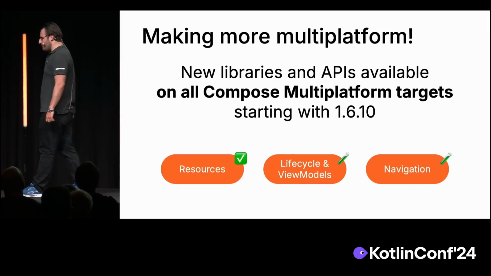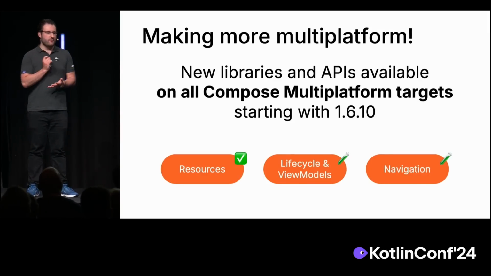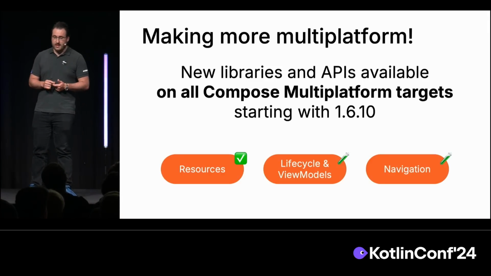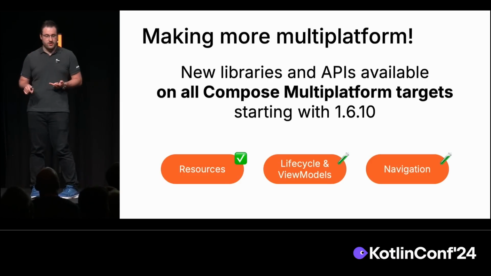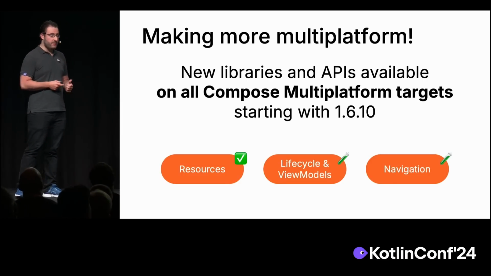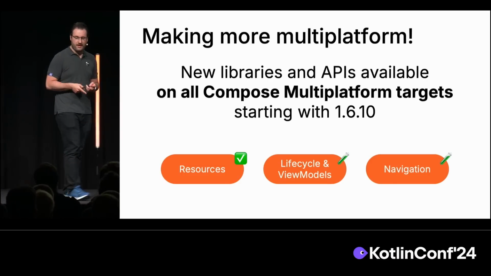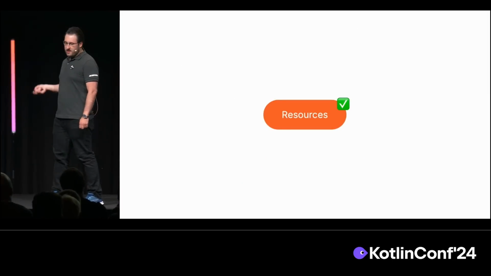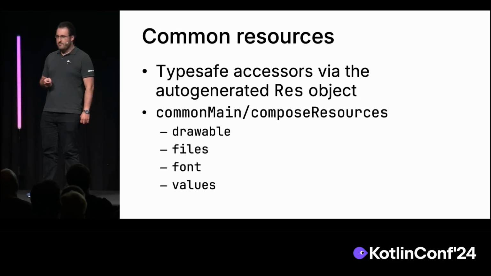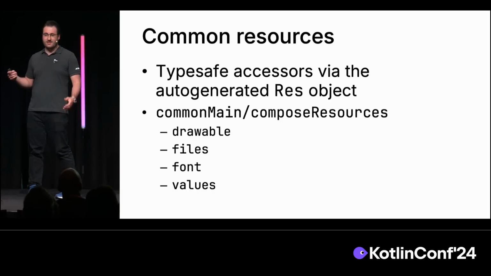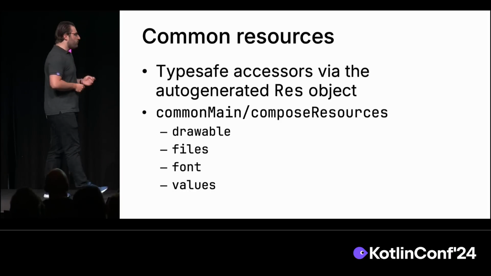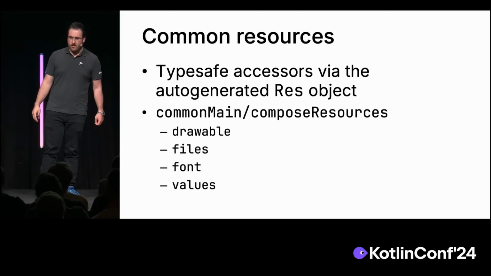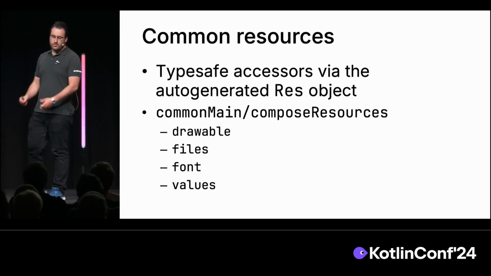But we are also making a whole bunch of other libraries multi-platform. That includes common resources, lifecycles and view models, and it's also navigation. And all of these are available either as stable with resources or as experimental with lifecycle, view models, and navigation for you to try going forward. We can first take a brief look here at resources. Essentially, what we're providing you here is something that, once again, you are most likely already familiar with. We're providing you type-safe accessors that you can just access using the Res object rather than the R class that you might be used to from Android.